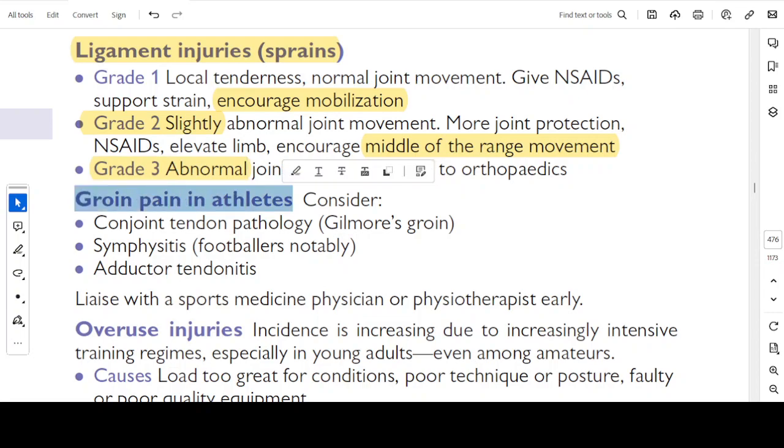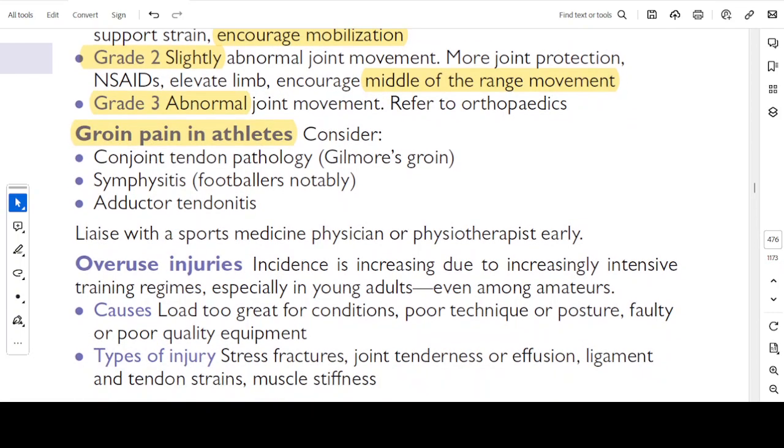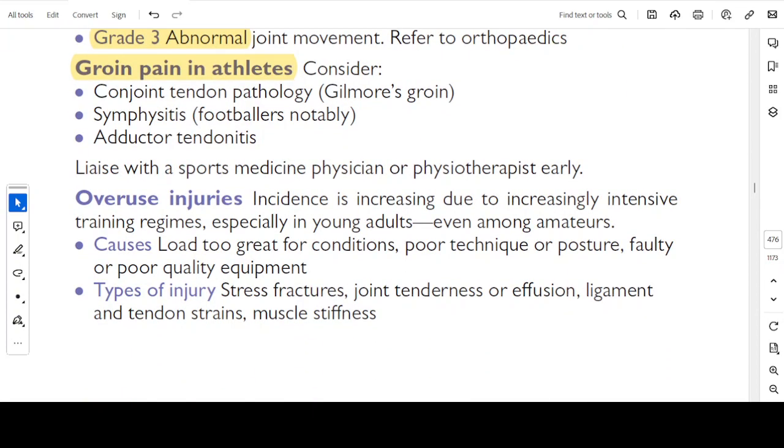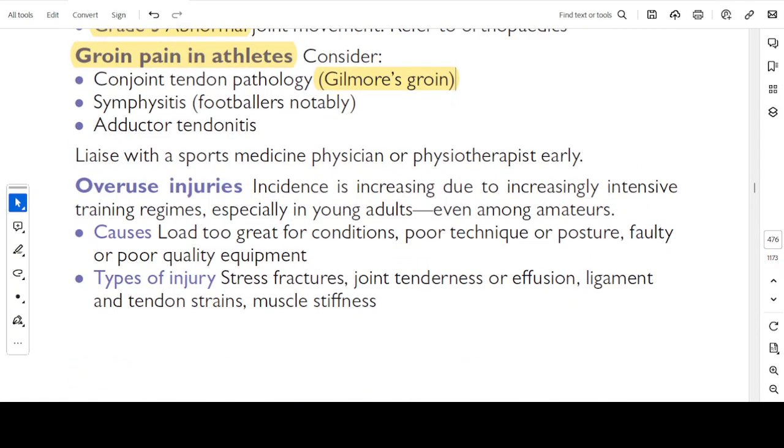Groin pain in athletes. Consider conjoined tendon pathology, Gilmore's groin, symphysitis, notably in footballers, and adductor tendonitis. So there is groin pain in the athletes. You have to consider if it's a conjoined tendon pathology, Gilmore's groin, footballers' symphysitis, or adductor tendonitis. Liaise with a sports medicine physician or physiotherapist early.